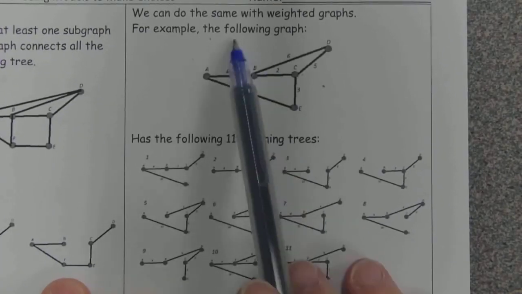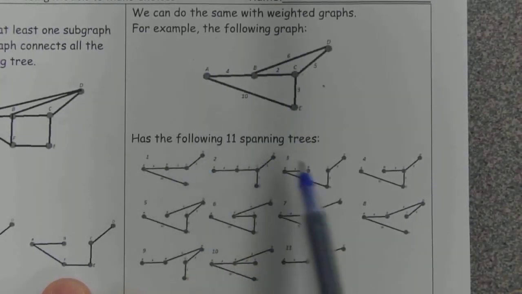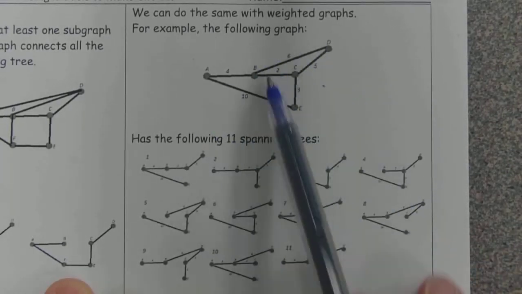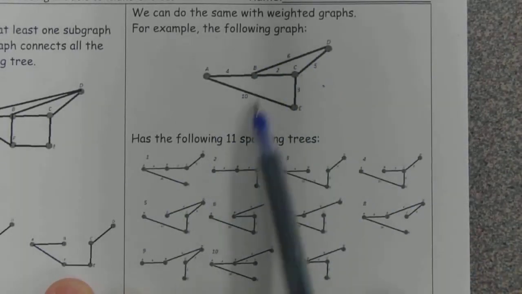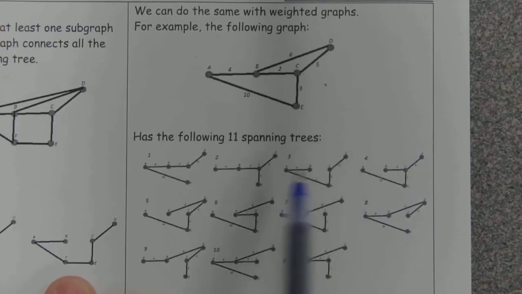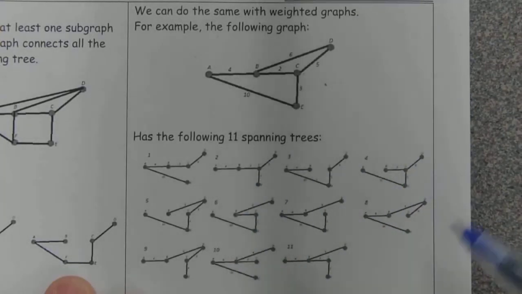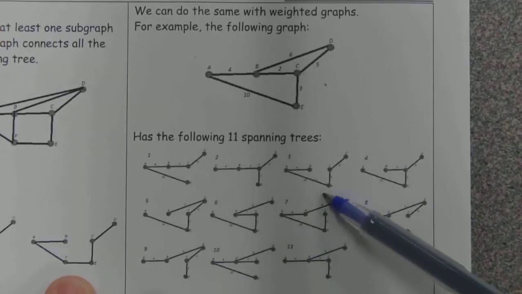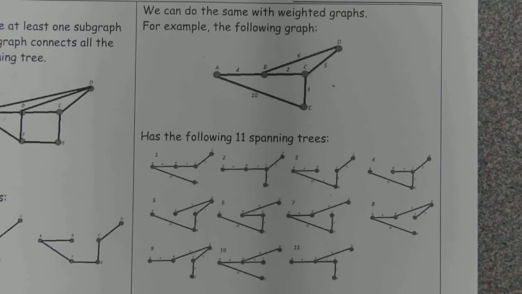Okay, so we can do the same on weighted graphs. So here's an example of 11 different spanning trees for this graph with their weights. If we can do that, then we could more easily figure out the weighted graphs and how much time we can save doing different kinds of graphs on our maps.